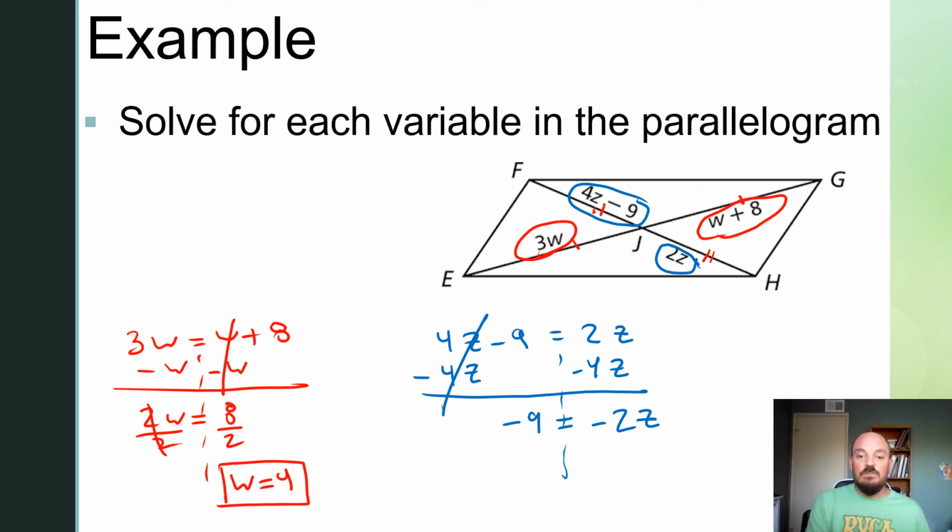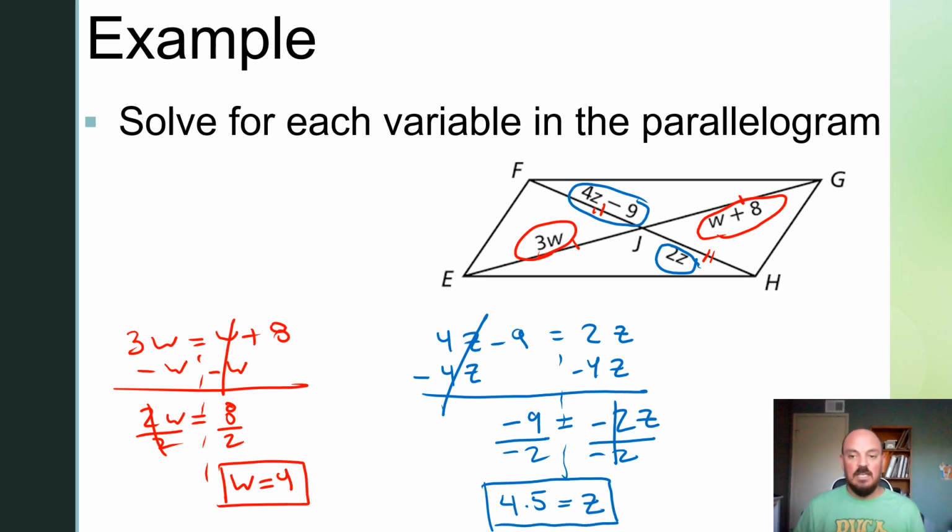And then to finish solving for z, I'm going to divide both sides by negative 2, cancel that negative 2 out. And what I get for z, negative divided by negative is positive. 9 divided by 2 doesn't go evenly, so you can leave it as a fraction, 9/2, or you could put it as a decimal, 4.5. Either answer is fine, but it definitely is positive. Negative divided by negative is positive. And now we saw how all four theorems can be used.